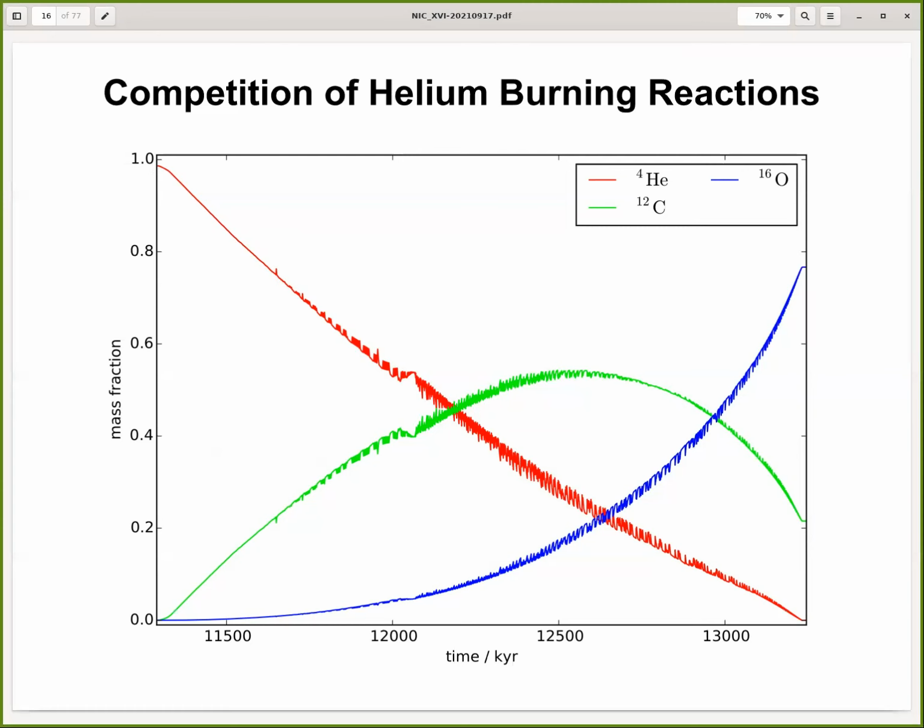So that's being burned, it's used up, and initially you burn it to make carbon, but once you start making a noticeable amount of carbon, you also are able to capture alpha particles to make oxygen-16. And then, somewhere around this point here, you convert more carbon to oxygen than you are able to make new carbon. And so the carbon curve starts declining and the oxygen curve starts rising.